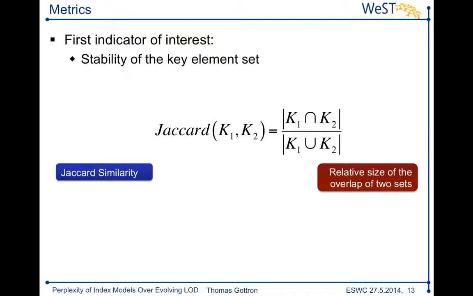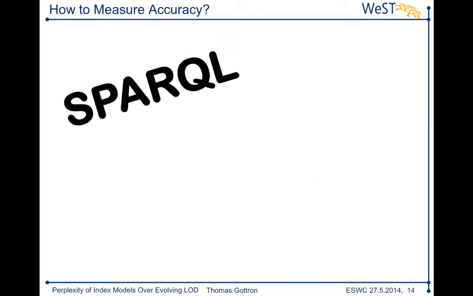For that purpose, you can use the Jaccard similarity, which is taking into consideration the size of the intersection of two key element sets divided by the size of the union of the two key element sets, and is giving you an idea of the relative size of the overlap. However, this doesn't tell you how accurate is the index itself. To answer that question, one idea that you could come up with is to use SPARQL queries.